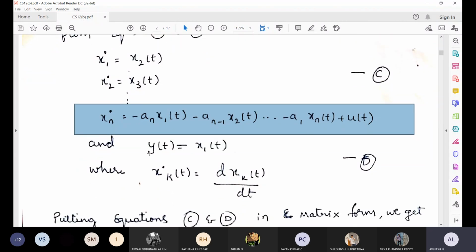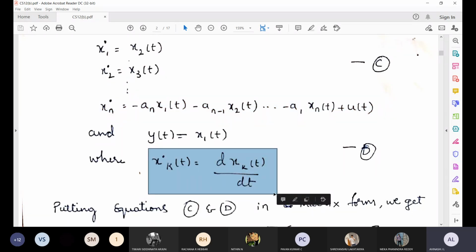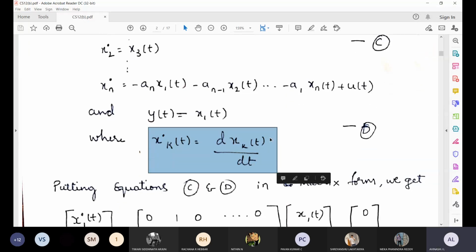So I can say that y of t will be equal to x1 of t. I can say that x dash k of t will be equal to dxk of t divided by dt. This is equation number D. So these equations A, B, C, D we have written now. All these equations are just representations. We are representing the equations in different formats. That is what exactly we have written here.